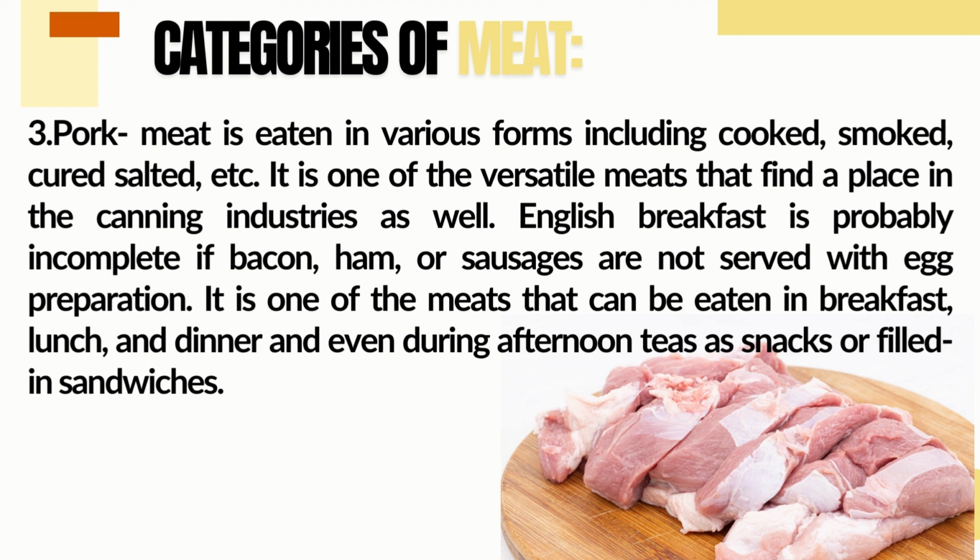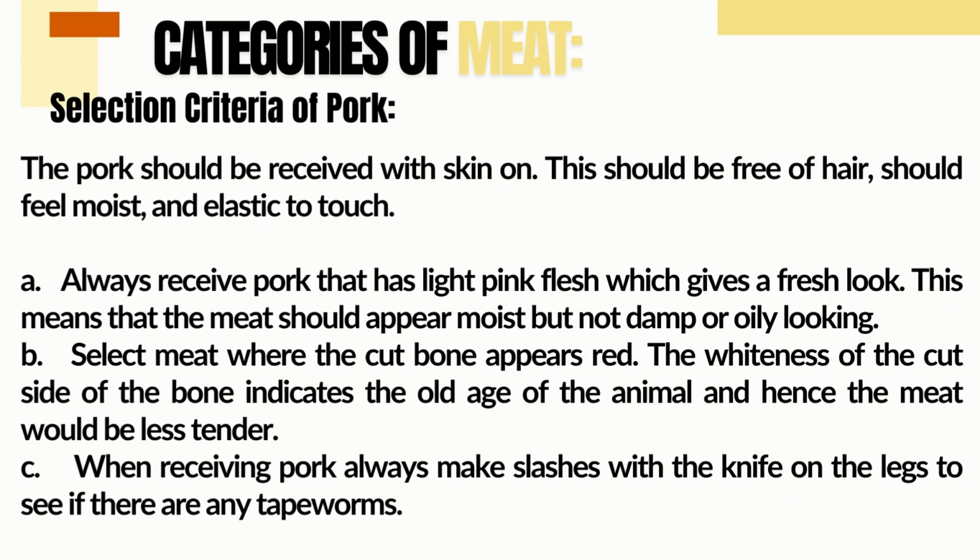3. Pork meat is eaten in various forms, including cooked, smoked, cured, salted, etc. It is one of the versatile meats that find a place in the canning industries as well. English breakfast is probably incomplete if bacon, ham, or sausages are not served with egg preparation. It is one of the meats that can be eaten in breakfast, lunch, and dinner, and even during afternoon teas as snacks or filled in sandwiches.